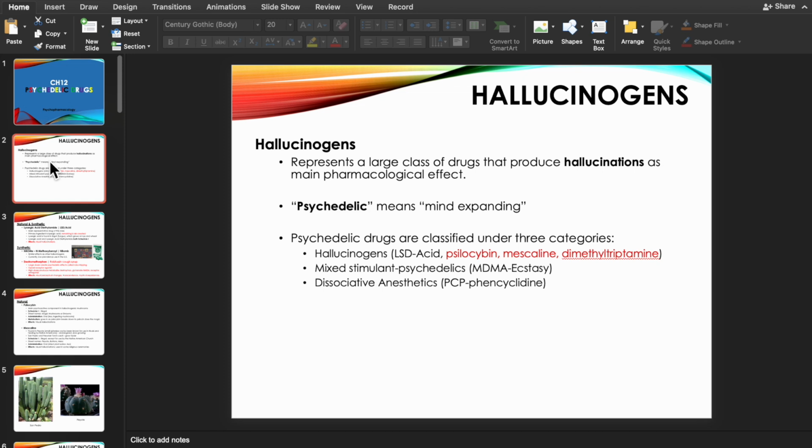This chapter, we're talking about psychedelic drugs, where the main pharmacological effect is hallucinations. Psychedelic drugs are classified into three categories: hallucinogens, mixed stimulants/psychedelics, and dissociative anesthetics. These drugs all have hallucinogenic effects, but LSD is the most representative of this category. And then there's psilocybin, mescaline, and dimethyltryptamine.